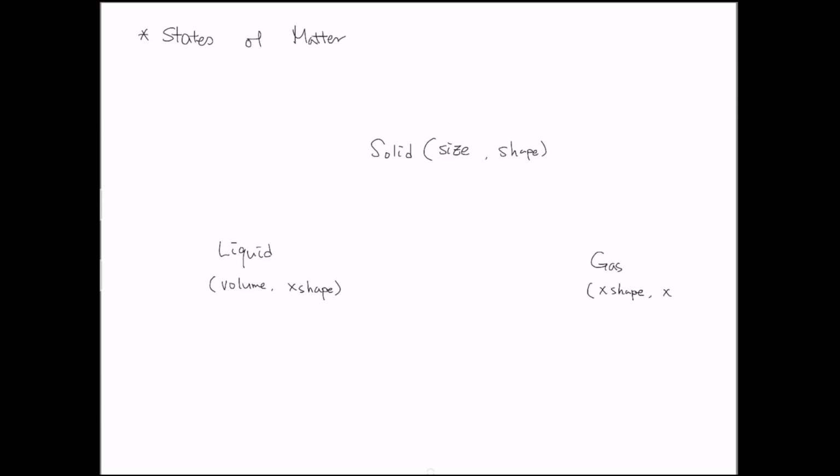Let's talk about the states of matter a little bit. There are three states of matter: solid, liquid, and gas. Let's think about something very simple and easy like water and ice. Ice is the solid form of water, water is the liquid form, and vapor is the gas form, right? A solid has definite size and shape. It has a size and it has a shape. A liquid has some kind of volume but has no shape. And a gas doesn't have a shape and it doesn't have a volume either.